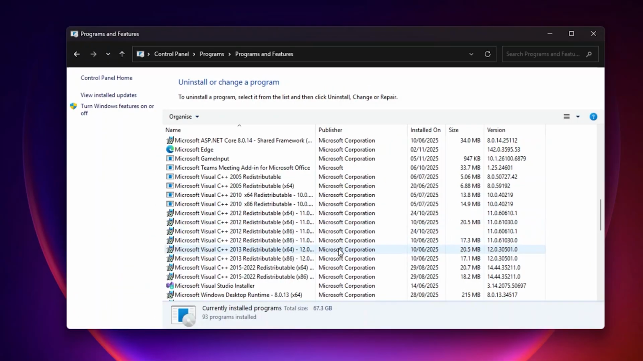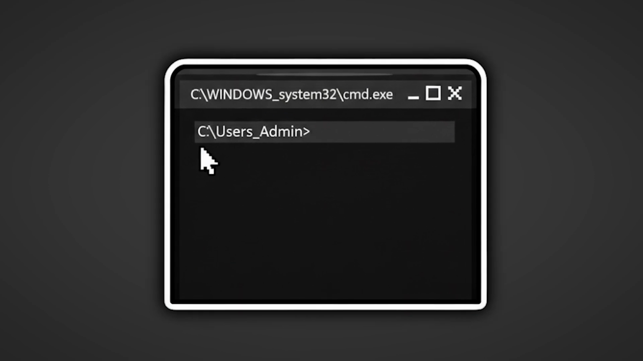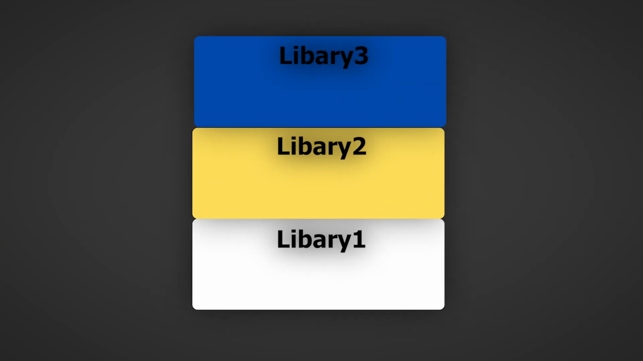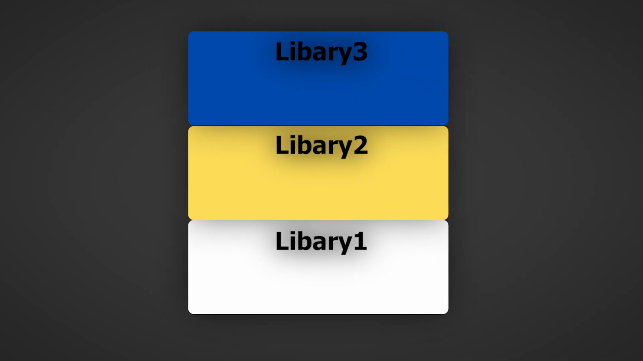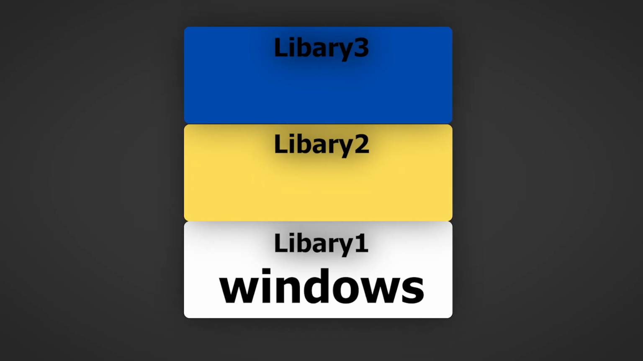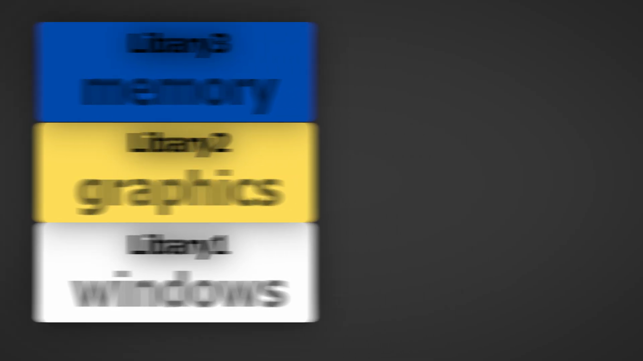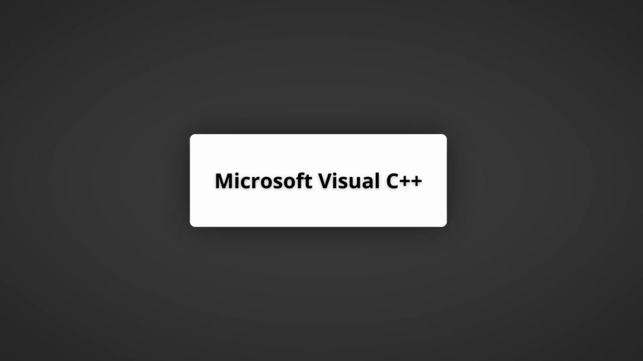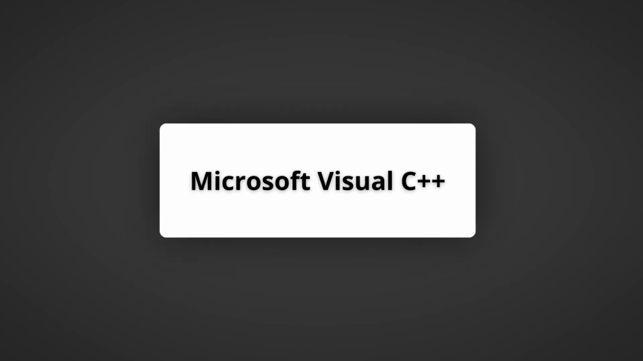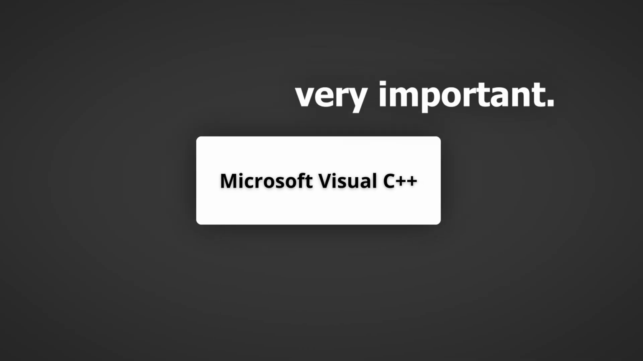And here's the thing, you can't delete them. Well, you can, but then your programs start breaking. Let me explain why. Think of it like this. When a developer makes a program, they don't write everything from scratch. They use pre-built code libraries, collections of functions that handle common tasks like opening windows, processing graphics, managing memory. Microsoft Visual C++ is one of those libraries. It's a toolkit that thousands of programs rely on to work.